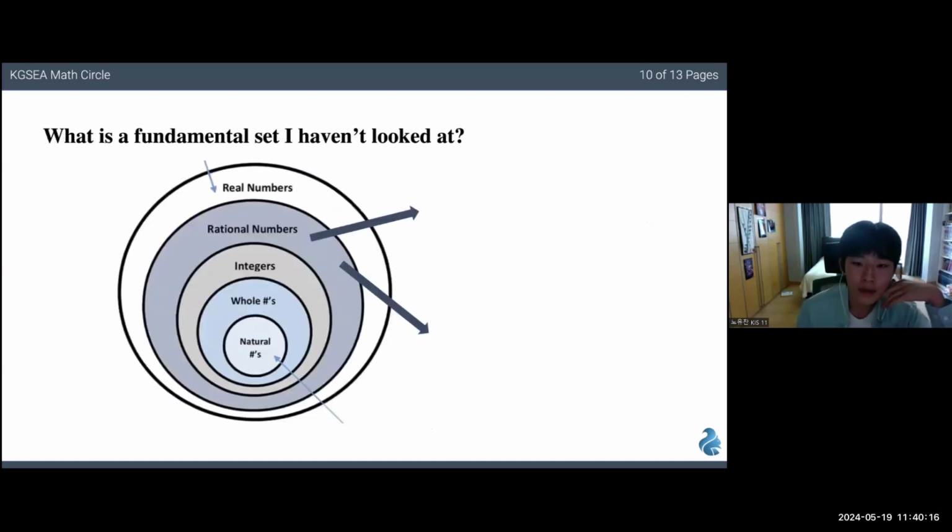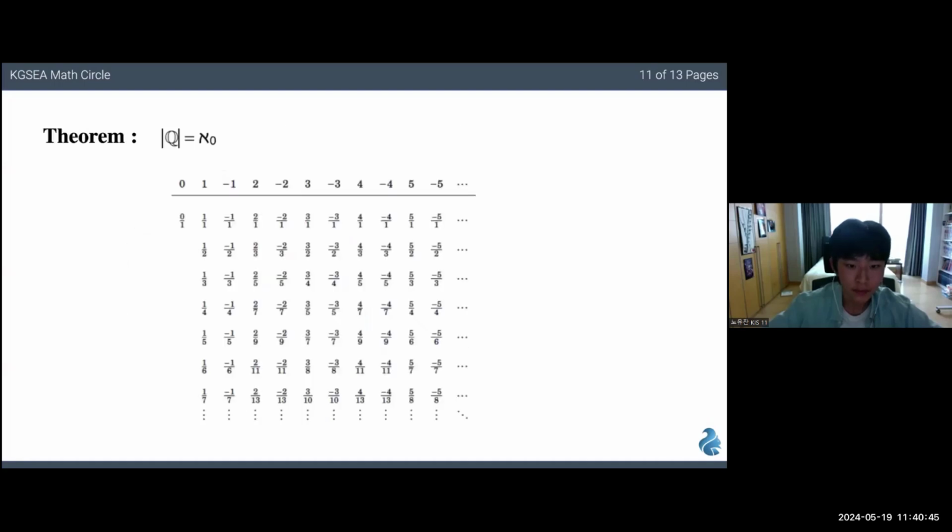So we've been looking at multiple fundamental sets, such as the natural numbers and whole numbers, which are basically the same thing, and the integers, as we established that they have the same cardinality as the natural numbers. We've also looked at the real numbers, which have the cardinality of ℵ1. But one set we haven't looked at is the set of rational numbers. One might be curious whether this has the cardinality of ℵ0 or ℵ1. The quick answer is that it's ℵ0.